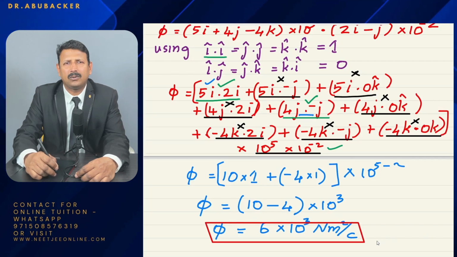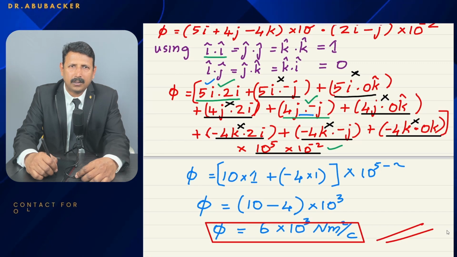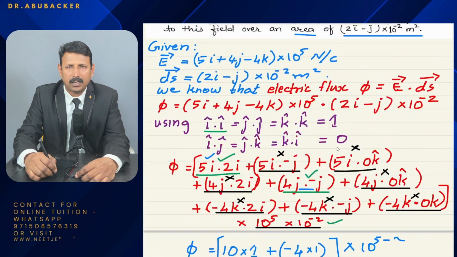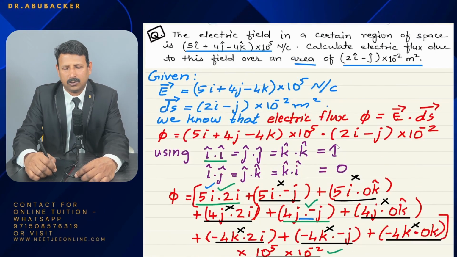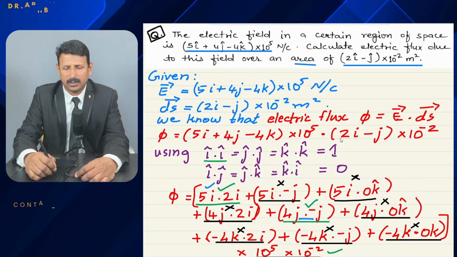So we are finished now. We will write the final answer. Flux is equal to 10 minus 4, that is 6, into 10 raised to 3. It is better to note down the unit also near the flux: Newton meter square per coulomb. That is the end of this numerical.